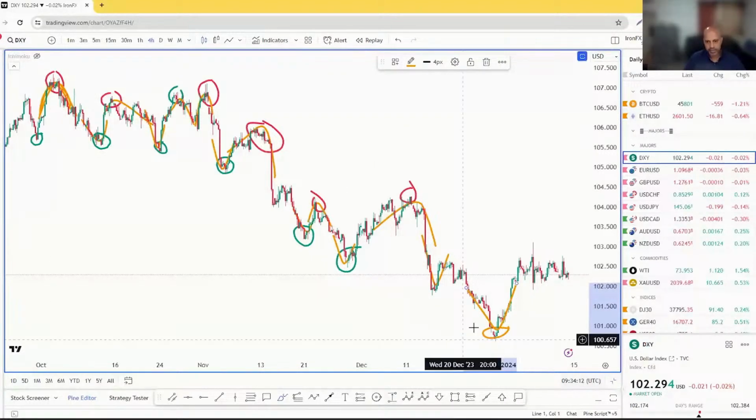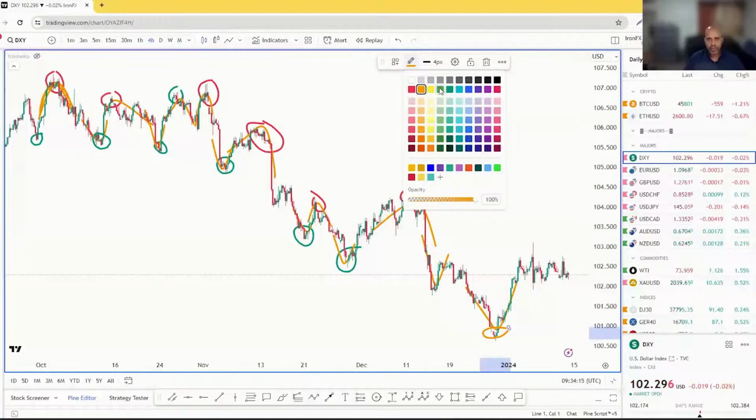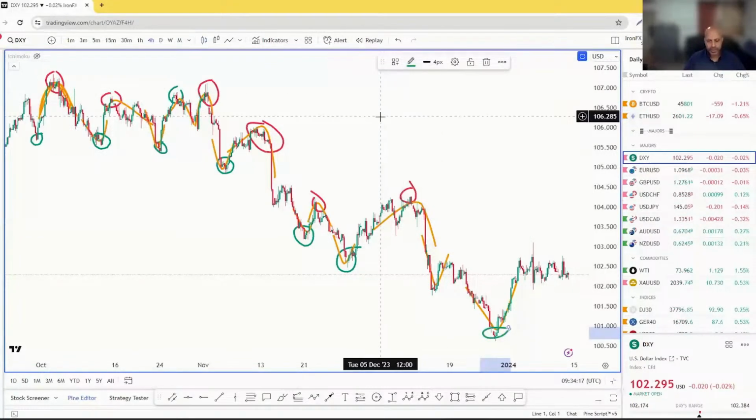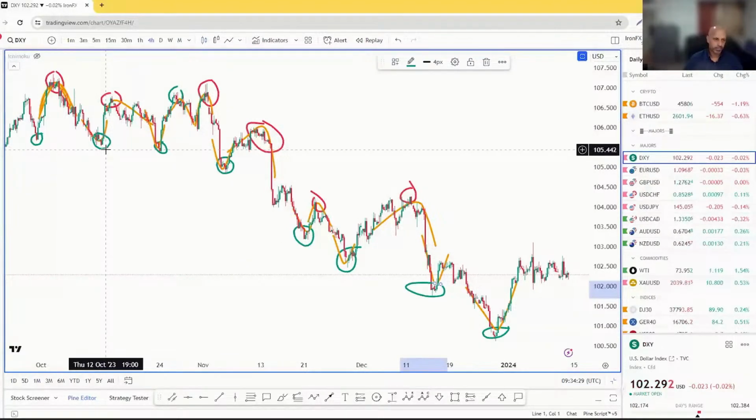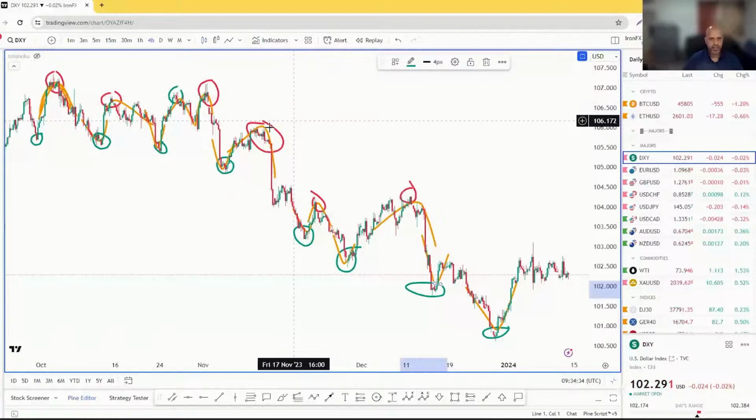Right, so you can clearly see how we can identify major swing highs and swing lows, right? That's important. So as you can see here, I'm just going to leave this on for a bit before I erase it. So you can clearly see the green circles highlighting the significant swing lows, whereas the red circles are highlighting the significant swing highs.